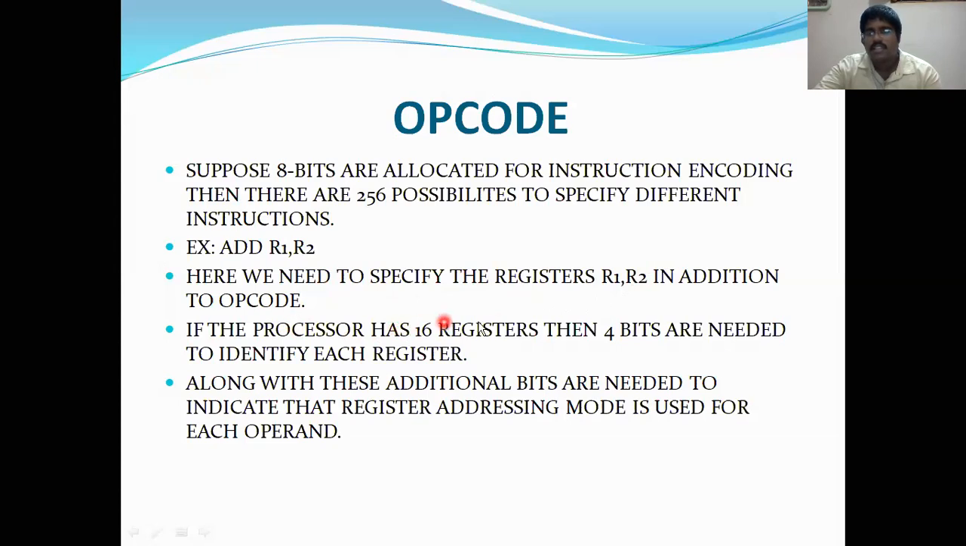Next, if the processor has 16 registers, then 4 bits are needed to identify each register. That's what he has told. If I have 16 registers, numbered from 0 to 15, R0, R1, R2, R3, R4, R5, and so on, how can I mention them? For example, if I want to specify register R5, in binary form it should be written as 0101, isn't it? If I want to indicate register number 9, how can I indicate it? 1001, isn't it?